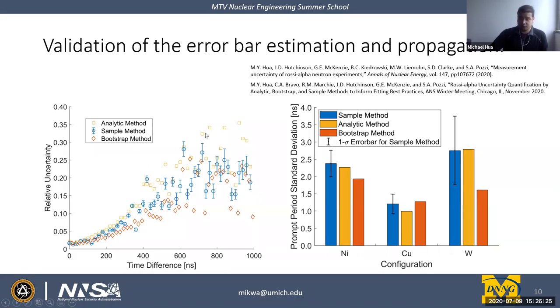And what we see is there's excellent agreement. Our voodoo method, if anything, is conservative. It's going to overestimate the uncertainty. A slight drawback of the bootstrap method is it underestimates. But there's excellent agreement here in trend and magnitude.